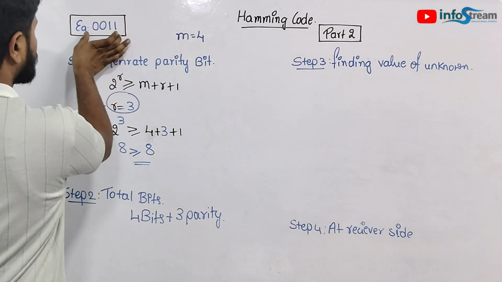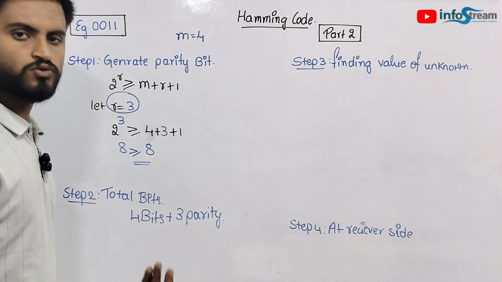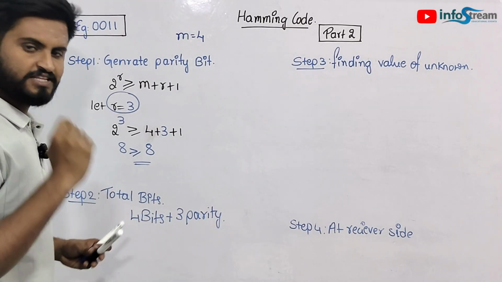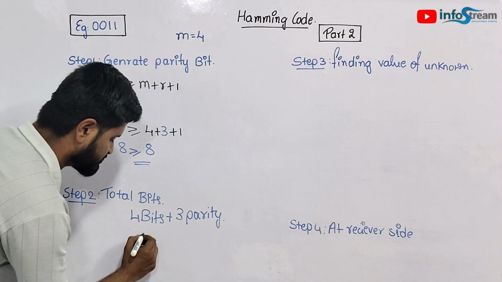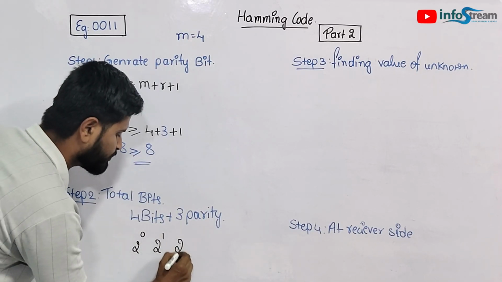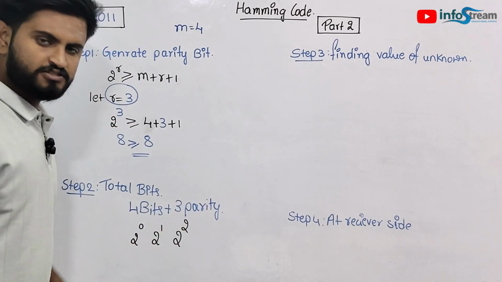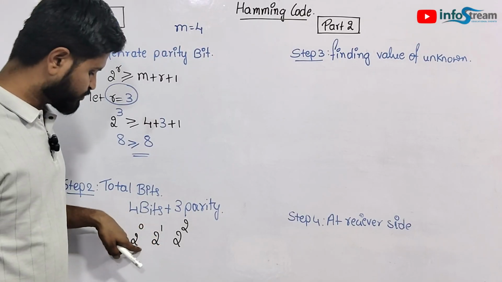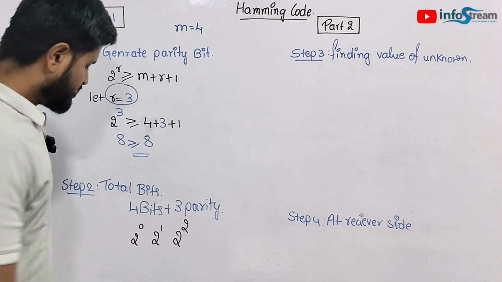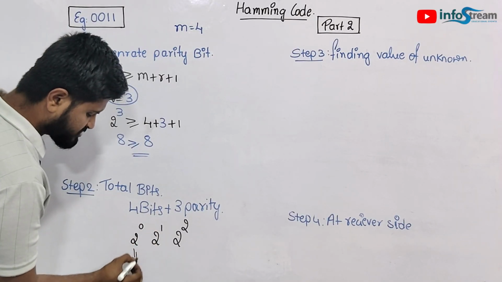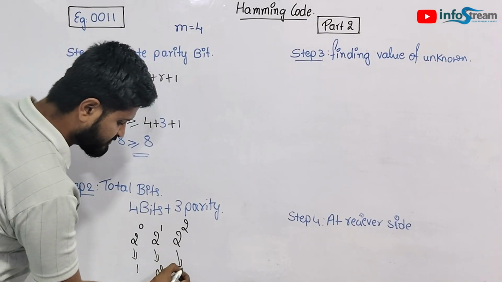Now we already have the 4 bits here. But what are the 3 parity bits? We need to know. Since I have only 3 parity bits, I must represent them using the 2 powers: 2 power 0, 2 power 1, 2 power 2. I must start from 2 power 0 itself. Since there are 3 parity bits, I took only 3 conditions. If it was 4, 2 power 3 would be added. Now write the values. 2 power 0 means 1, 2 power 1 means 2 and 2 power 2 means 4.